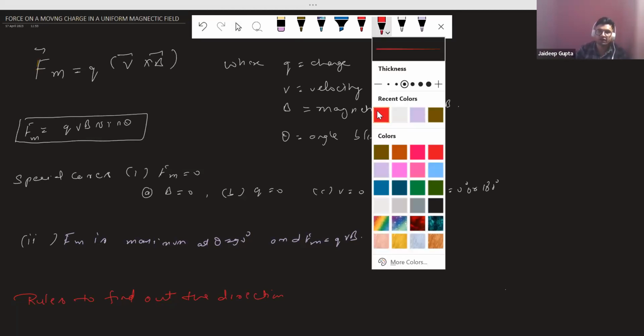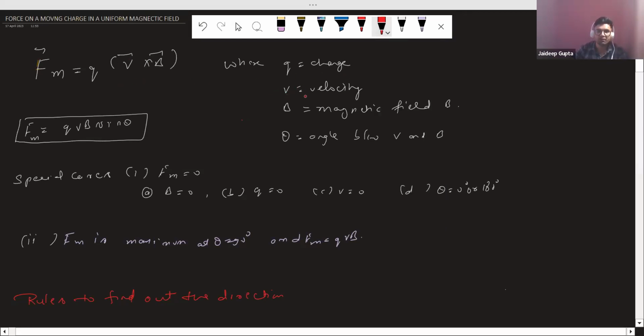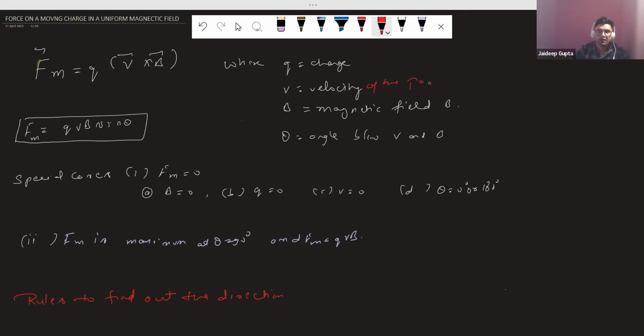If we place a charge in magnetic field having some velocity, then it experiences a force that is equal to Q (v cross B). This is the magnetic force experienced by a charge in magnetic field, where Q is the charge, v is the velocity of the particle, B is the magnetic field, and theta is the angle between the velocity and the magnetic field. This is in vector form. So for the magnitude, F_M equals QvB sine theta.